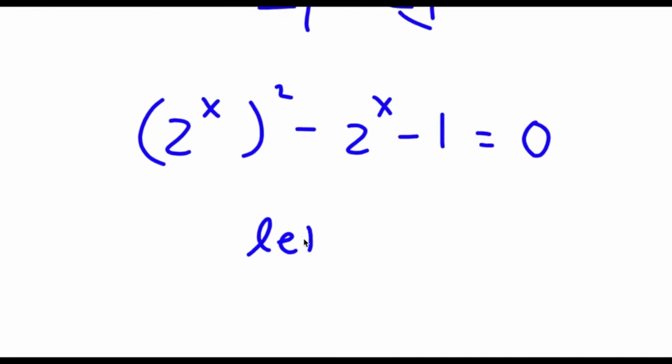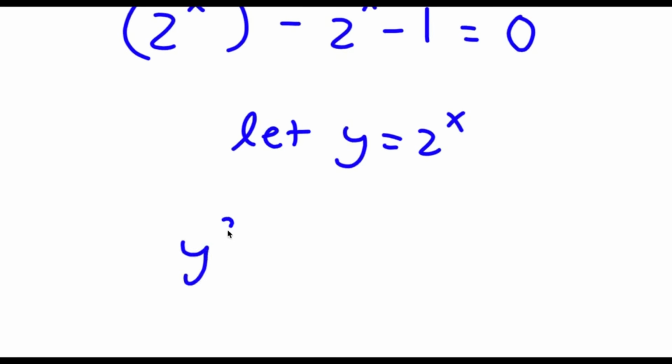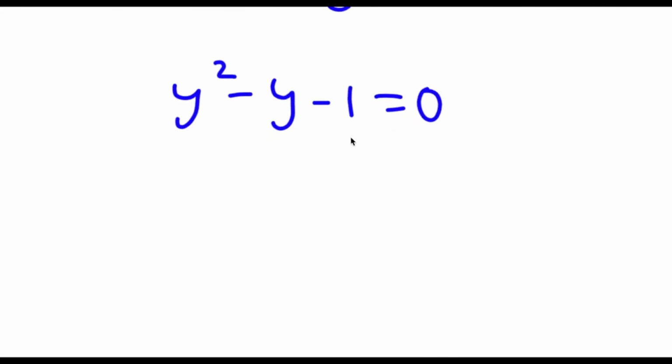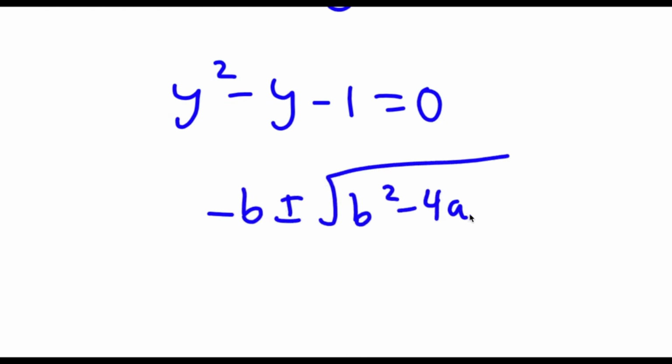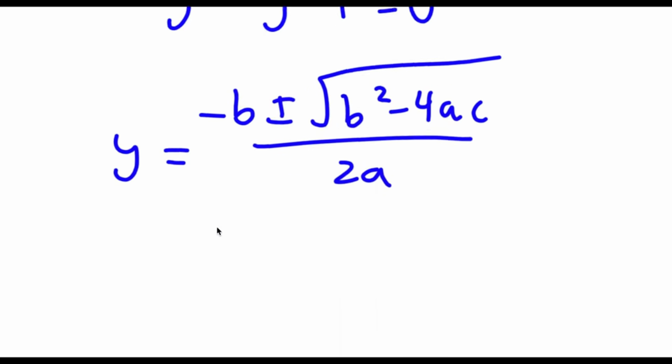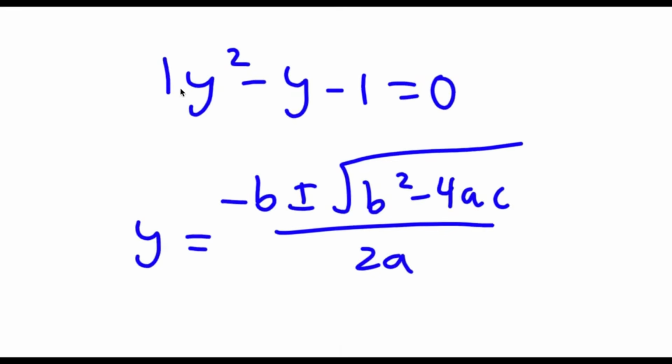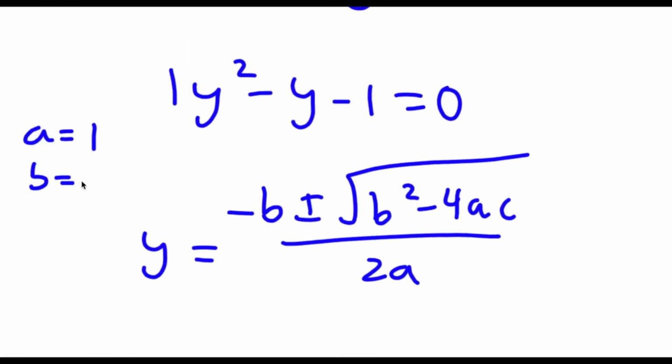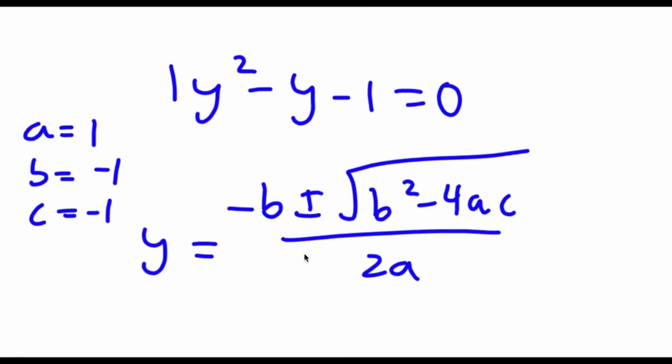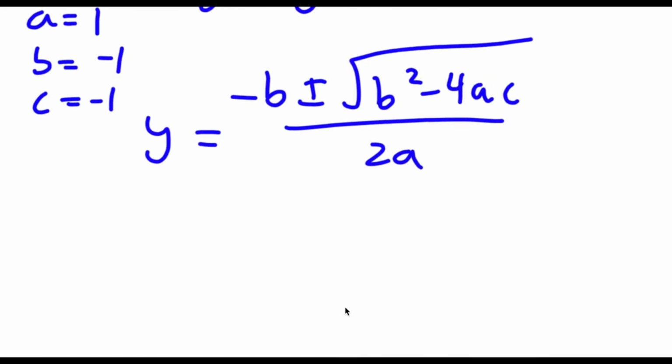Now I'm going to let y equal 2 to the power of x. So now I have y squared minus y minus 1 is equal to 0. So now to solve this, I'm going to be using the quadratic formula, which is negative b plus or minus the square root of b squared minus 4ac all over 2a. So in this case, a is equal to 1, b is equal to negative 1, and c is equal to negative 1.